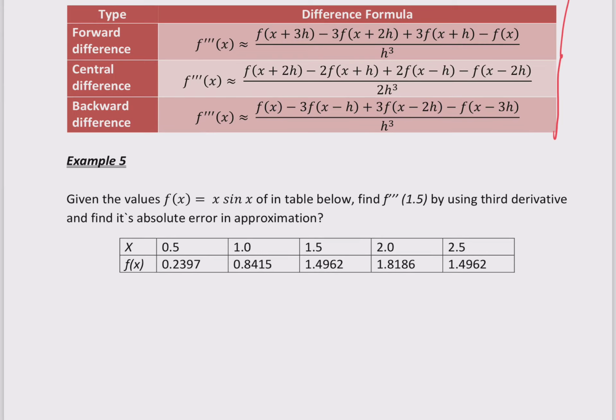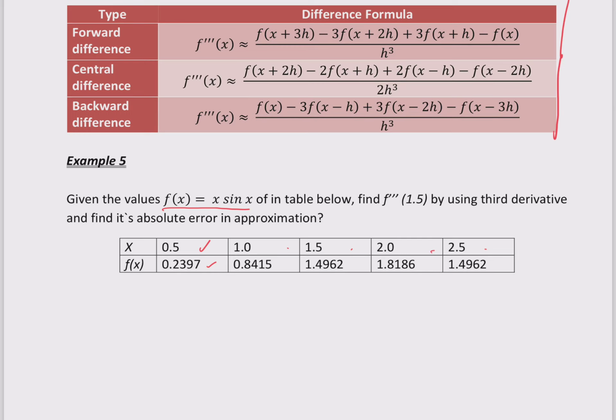Okay, so for this example, you have a function, x sine x, and you are also given the value of the function of x at 5 different points. At 0.5 here, the value is 0.2397 and so on. Then you need to find the third derivative by using the formula at the point x equal to 1.5.